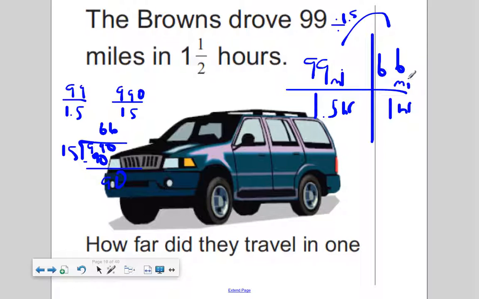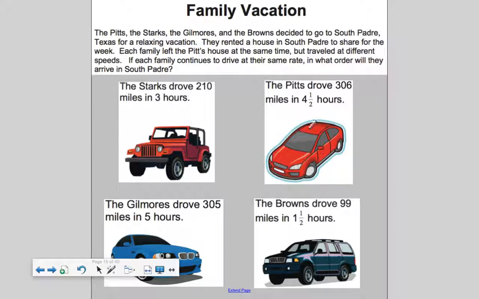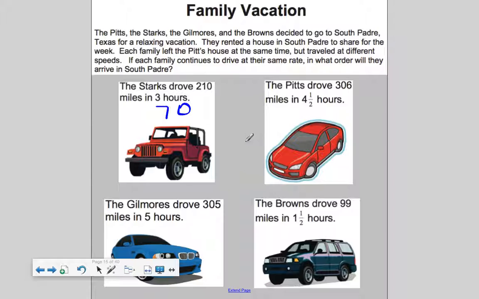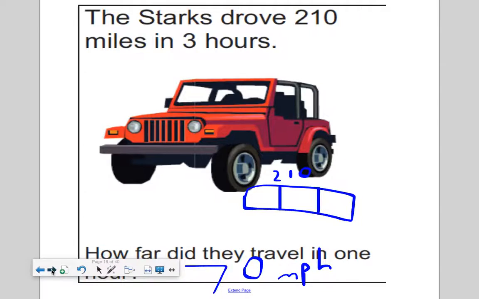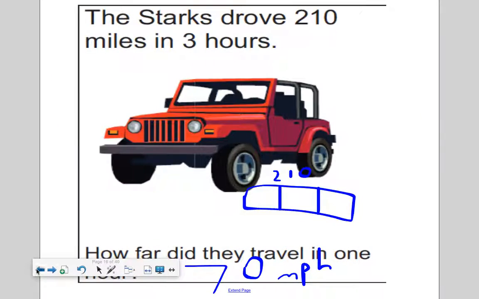So what is the answer? It said put them in order. So Stark's family was 70. The Pitts family was 80. The Gilmore family was 61 miles per hour. And Brown family, was it 66? Let's go back. Brown was 66. Yes, it was 66 miles per hour.